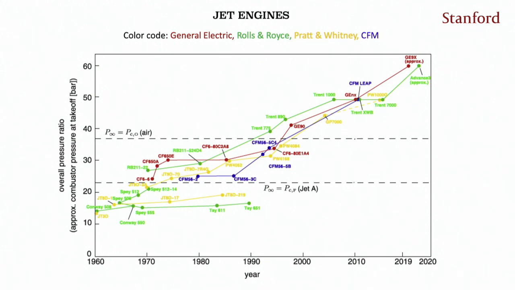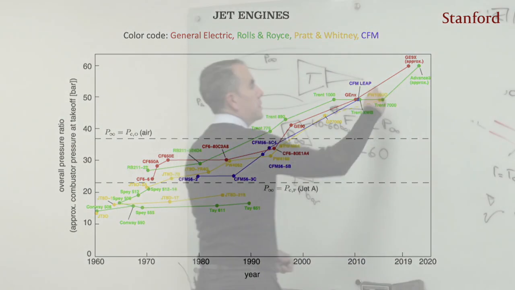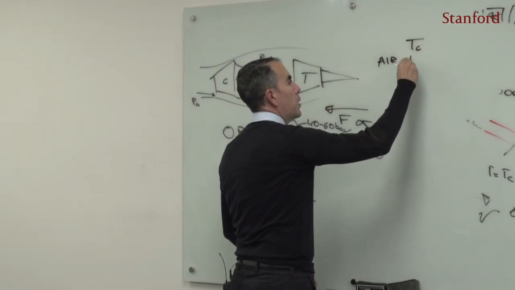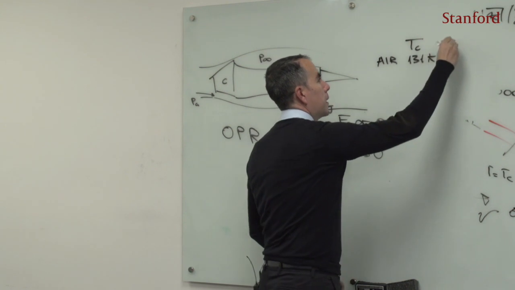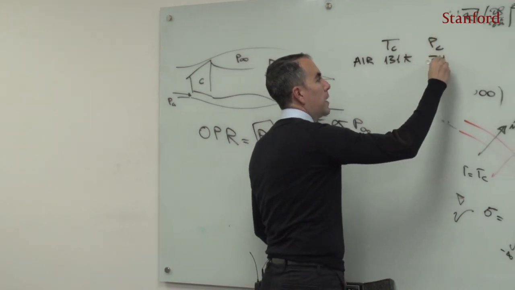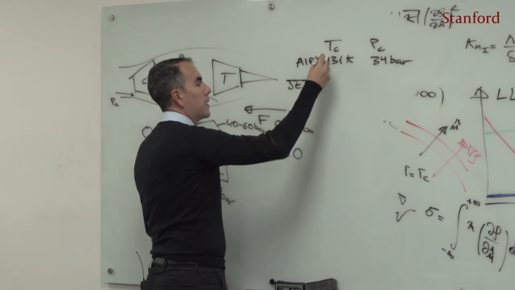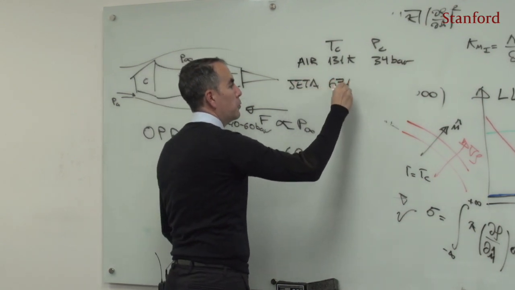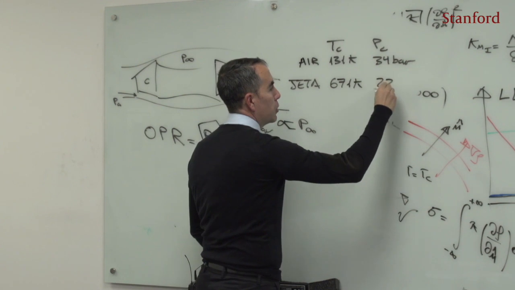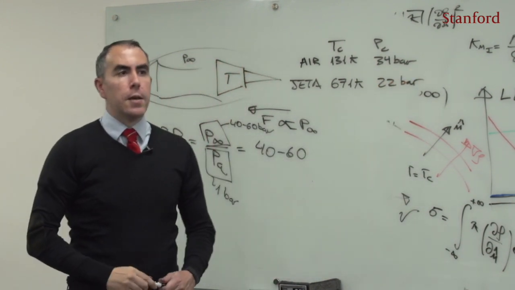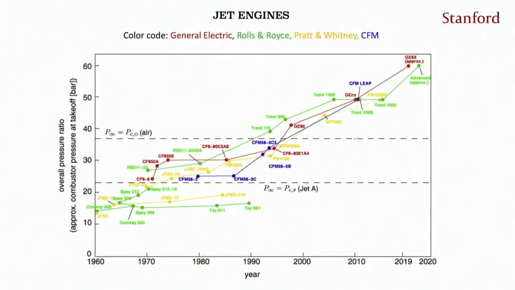So just to give you here some numbers, right, for air, the critical temperature is 131 kelvins, the critical pressure is 34 bars, and for jet A, the critical temperature is about 671 kelvins, and the critical pressure is 22 bars. So there is a point, as you saw there on the screen, that the modern engines actually operate above the critical pressure of air on the tarmac.